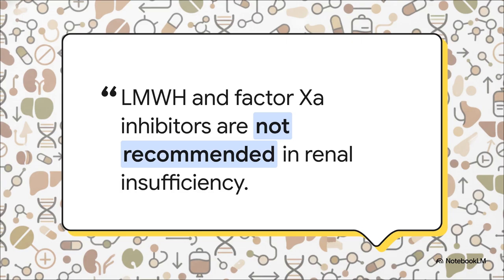Let's solidify this core concept. Low molecular weight heparin and factor Xa inhibitors are strictly not recommended in renal insufficiency because they are metabolized by the kidney. Remember to always choose unfractionated heparin over low molecular weight heparin when your patient's GFR falls below 30.